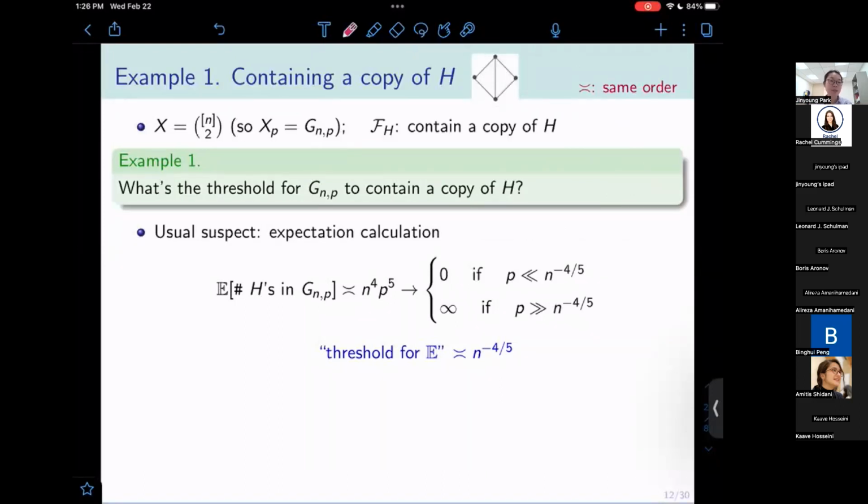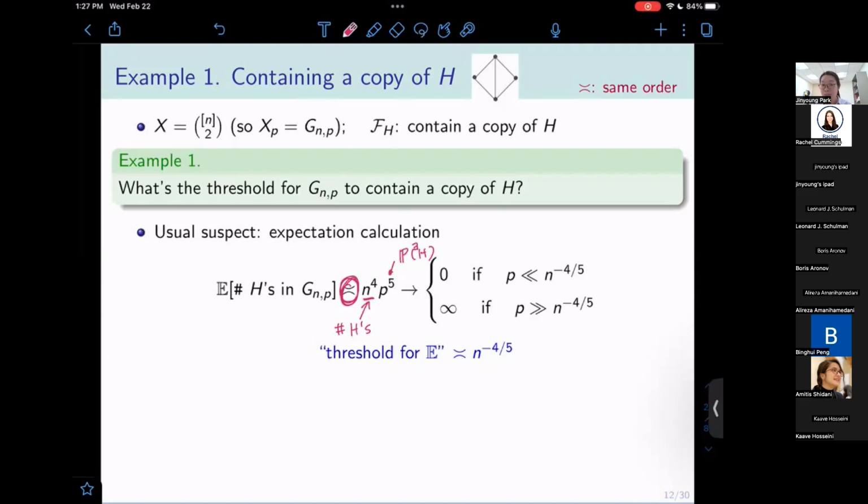So let's check the expectation. The expected number of H's in G(n,p), up to a constant factor, meaning we ignore constant factors, is n to the 4 times p to the 5. Here, n to the 4 is the number of potential H's in G(n,p), because H has 4 vertices. There are roughly n choose 4 ways to pick a potential copy of H, up to a constant factor. And p to the 5 is the probability for each H to exist, because H has 5 edges.